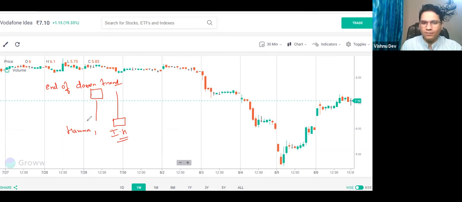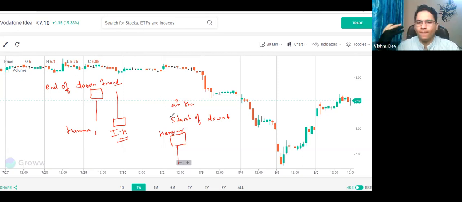But if the same candlestick is formed at the start of a downtrend, or at the end of an uptrend, then this candlestick is called a hanging man. It is just like a man hanging. I don't know why they have kept this name, but it is called a hanging man. The hammer shape is called a hanging man.